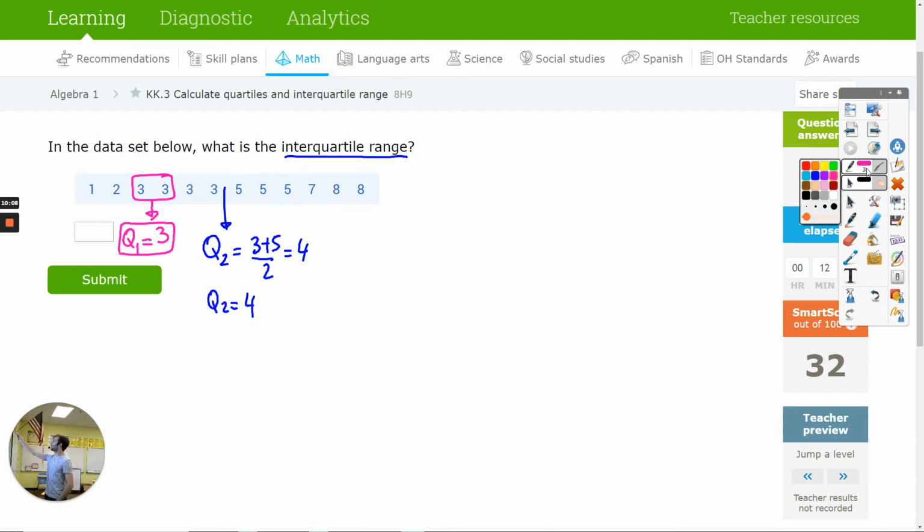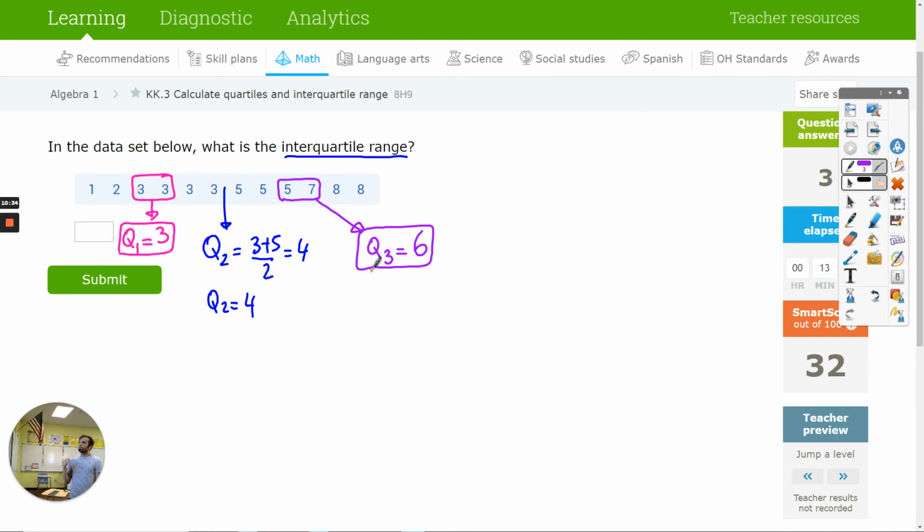Now find the upper quartile. That's the last step. For the upper quartile, I need the average of these two. So that's called Q3, by the way. Q1 is the lower quartile again, Q2 is the median, Q3 is the upper quartile. Add them together, 5 plus 7 is 12, divide by 2 is 6.